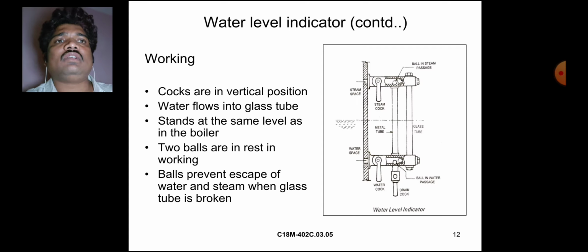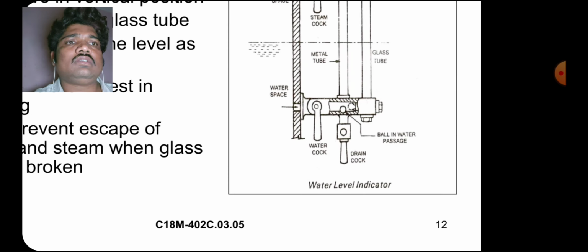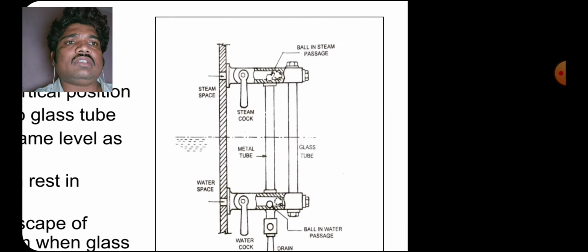This is the water level indicator. Working principle: cocks are in vertical position. Water flows into the glass tube and stands at the same level as in the boiler. Two balls are at rest in working. Balls prevent escape of water and steam when the glass tube is broken. As shown in this figure, the water level indicator.